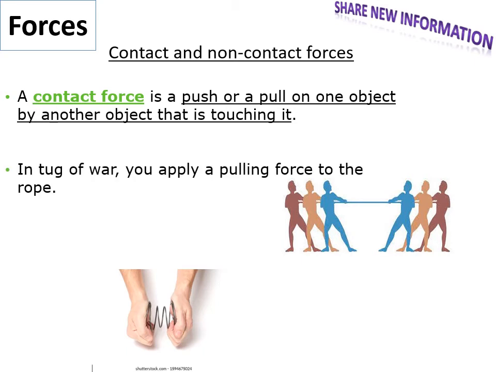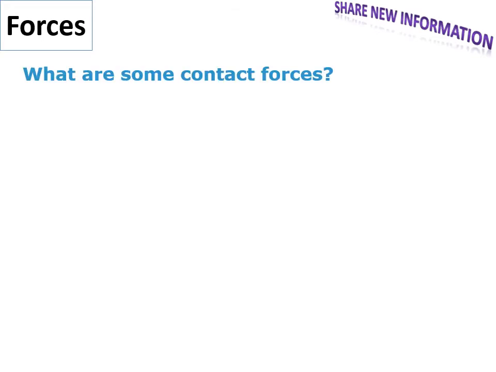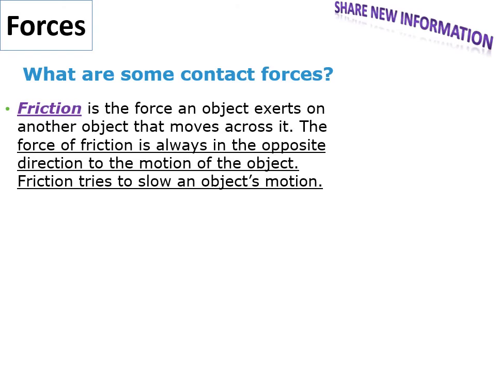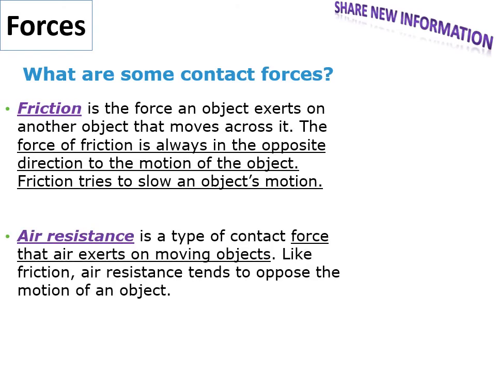For example, in tug of war, you apply a pulling force to the rope, and in a spring, there is an elastic force. What are the examples of contact forces? Friction, air resistance. So friction is a force an object exerts on another object that moves across it.